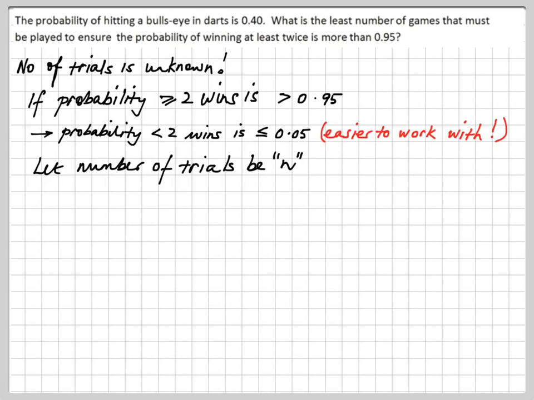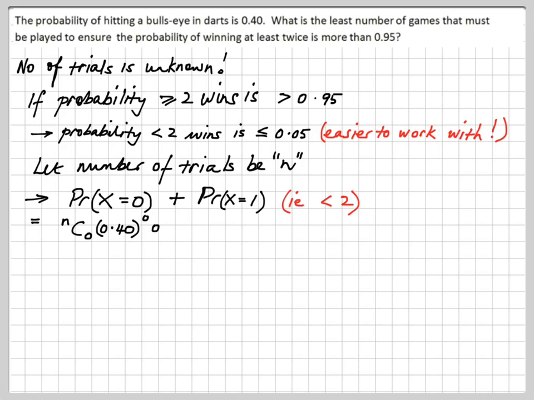So we're going to let the number of trials be n because that's what we don't know, okay? Now we're saying that the probability of X is 0, that's no bullseyes, plus the probability of X is 1, that means 1 bullseye, where capital X means the number of bullseyes. Get that clear into your mind. That is less than 2. That means 0 or 1 means less than 2. Now I'm going to put that in binomial maths speak and see what we come up with.